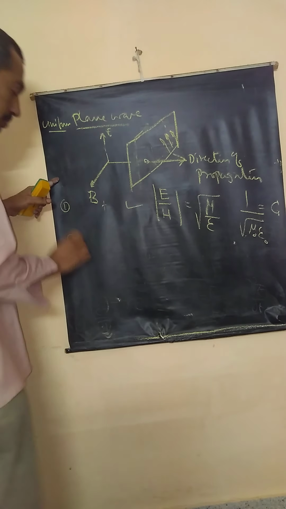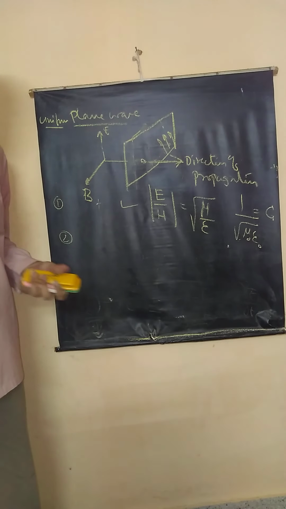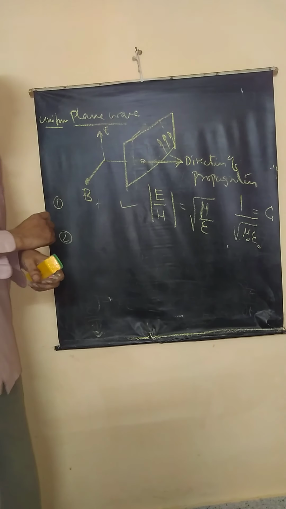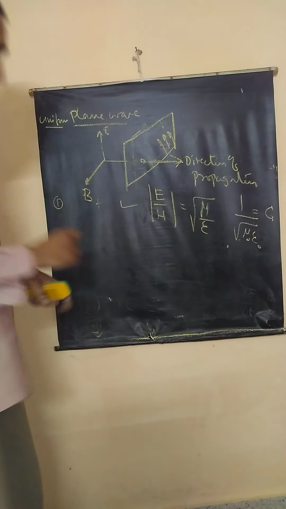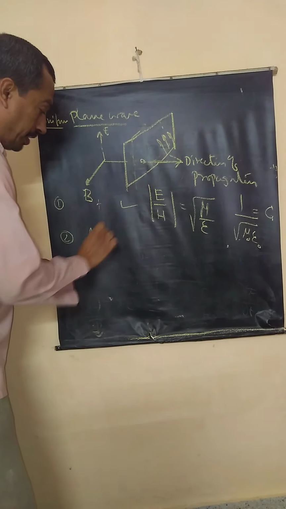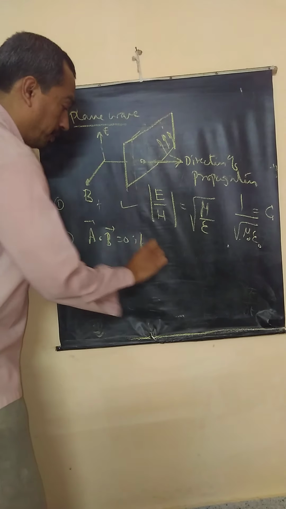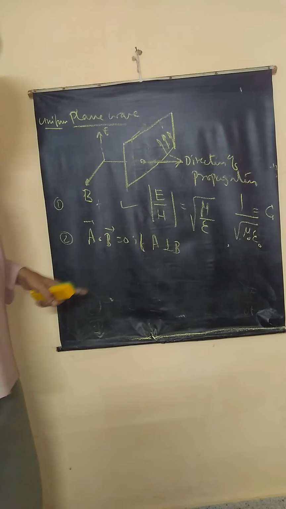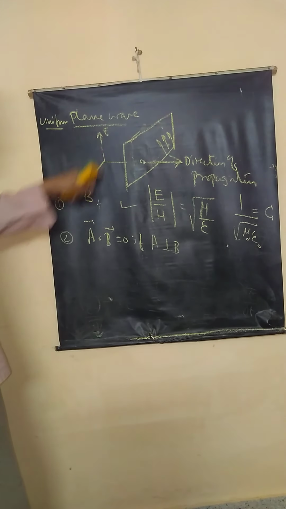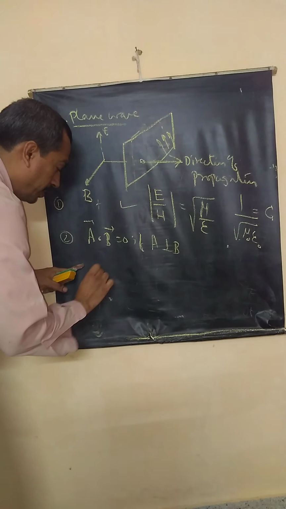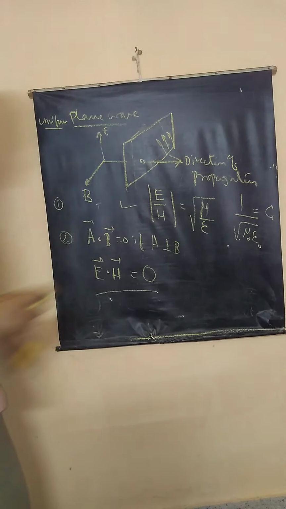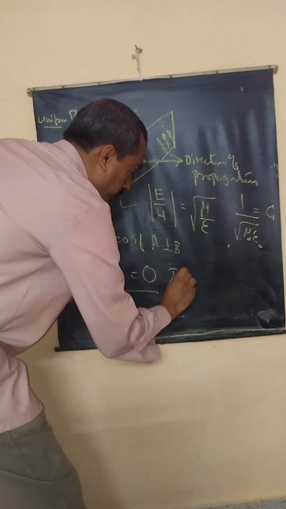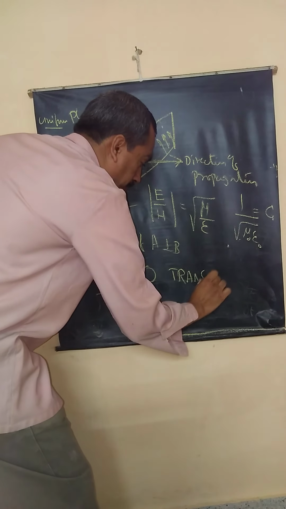Second point you must remember is, we know the dot product. In the first chapter we learned that for two vectors which are perpendicular, the dot product is 0. Vector A dot B is equal to 0 if A is perpendicular to B. Now in an electromagnetic wave, electric field is perpendicular to magnetic field. So, see here, E dot H is equal to 0. This shows their transverse nature.